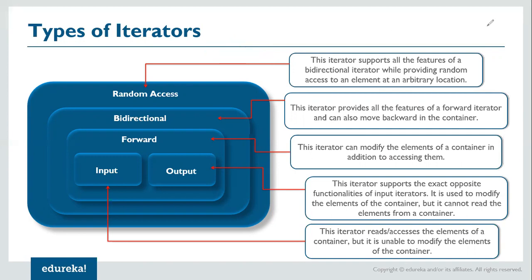So depending upon your need and your requirement, whether you just want to traverse in one direction or in both the directions, or perform some delete operation, or want to do random access, you can choose from one of the iterators and apply the algorithms on the elements of the container.